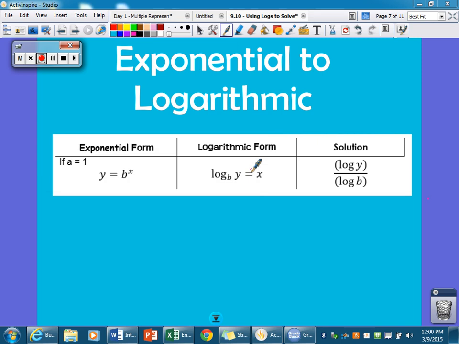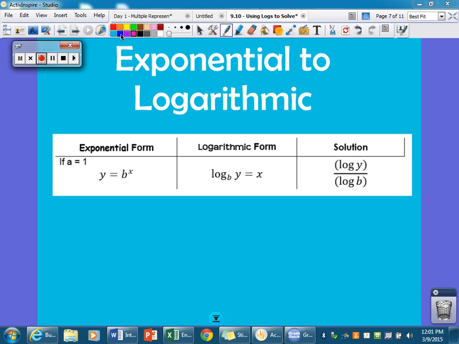Okay, so what we're going to work on today is exponential to logarithmic. Now, we've always been going logarithmic to exponential, so we're going to work everything backwards today. What I've done is written in the exponential form and the log form. So y equals b to the x, log base b of y equals x.